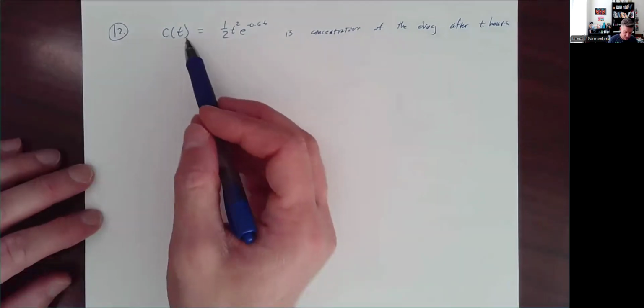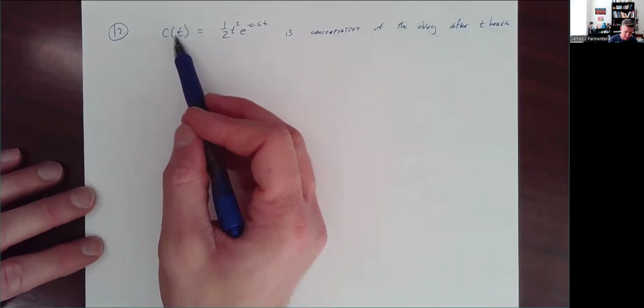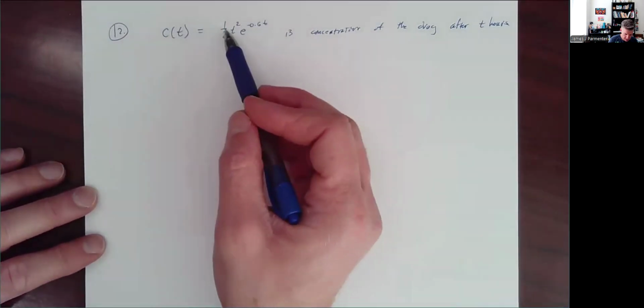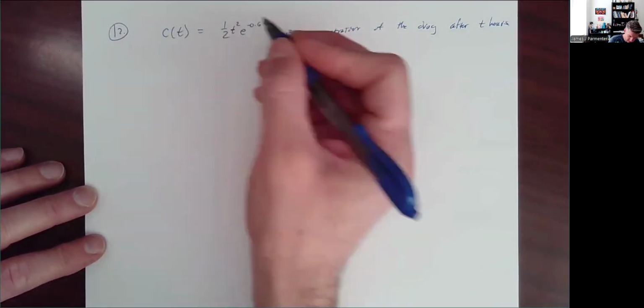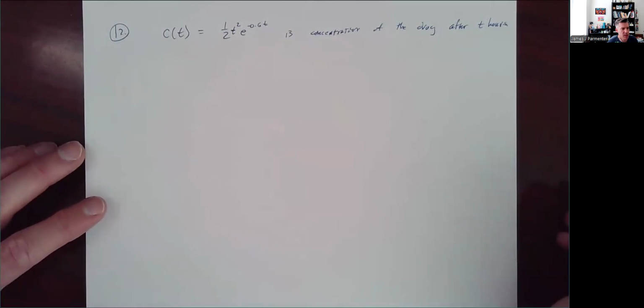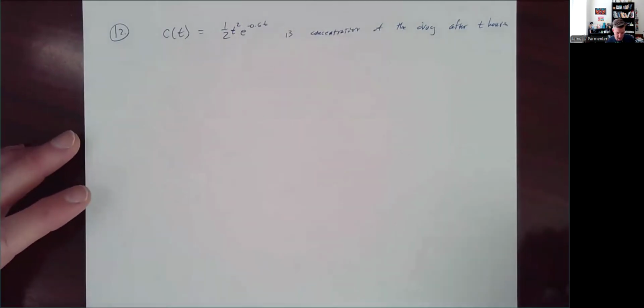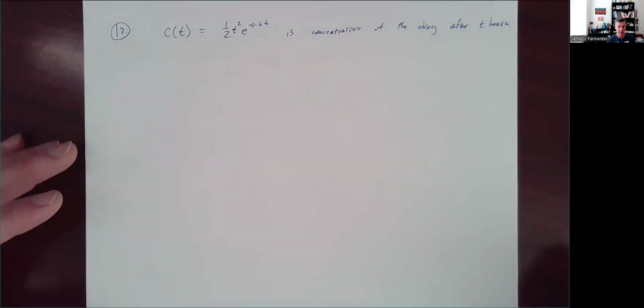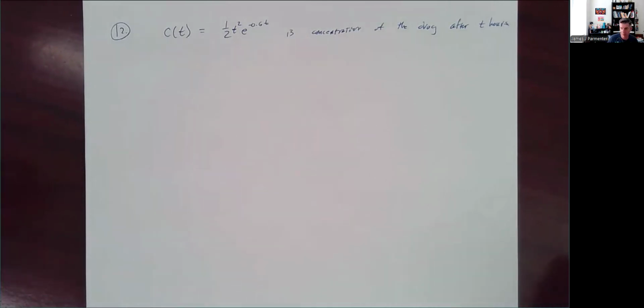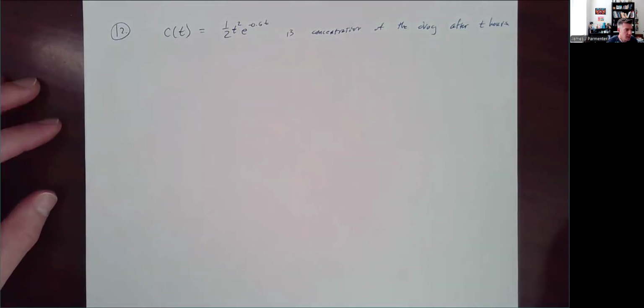So the concentration of drug in the bloodstream t hours after having taken the drug is 1/2 t squared e to the negative 0.6t. Which is interesting. So, well, I guess that kind of makes sense. So right when you take it, the concentration is 0, right? C of 0 is 0 because we haven't really gotten to your system yet. Okay, this seems not impossible.